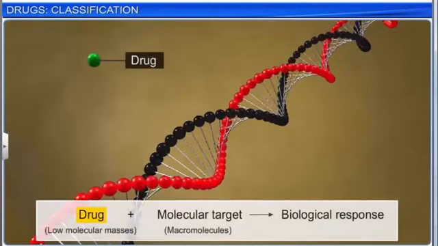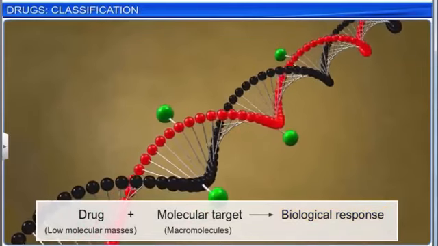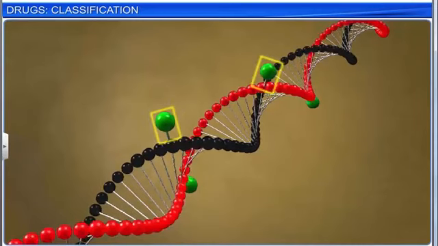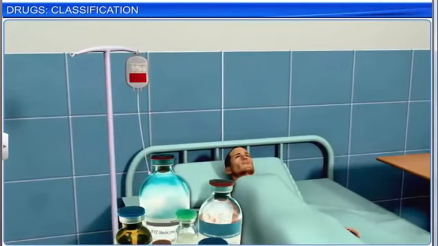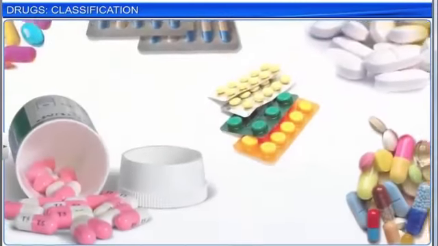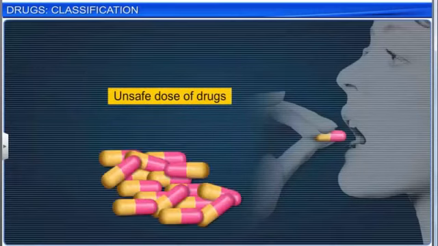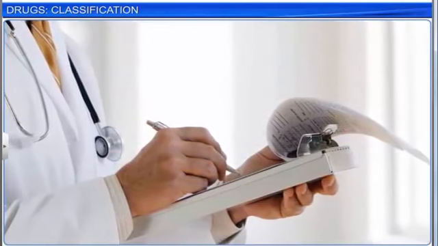Drugs are chemicals of low molecular masses that interact with macromolecular targets and produce a biological response. When the biological response is therapeutic, which means desired and beneficial, these chemicals are called medicines. The use of chemicals for obtaining a therapeutic effect is called chemotherapy. When drugs are taken in safe doses, they act as medicines and are useful in the diagnosis, prevention, and treatment of diseases. However, when the same drugs are consumed in excess, they act as potential poisons. However, never take drugs on your own. Always consult a qualified medical practitioner.